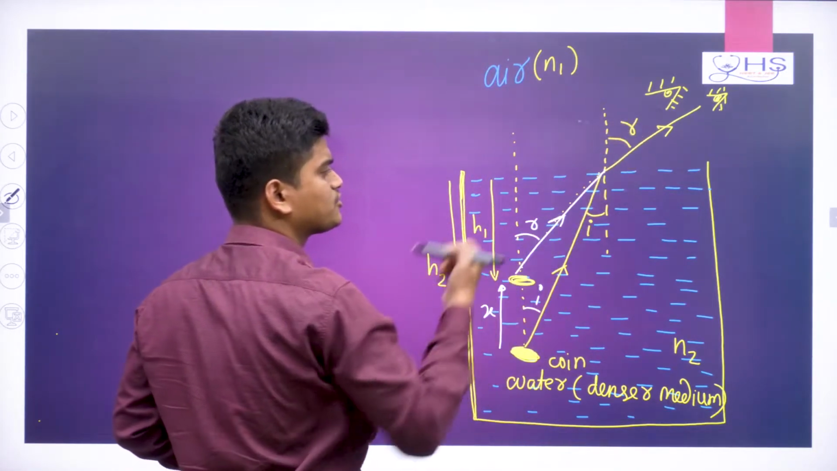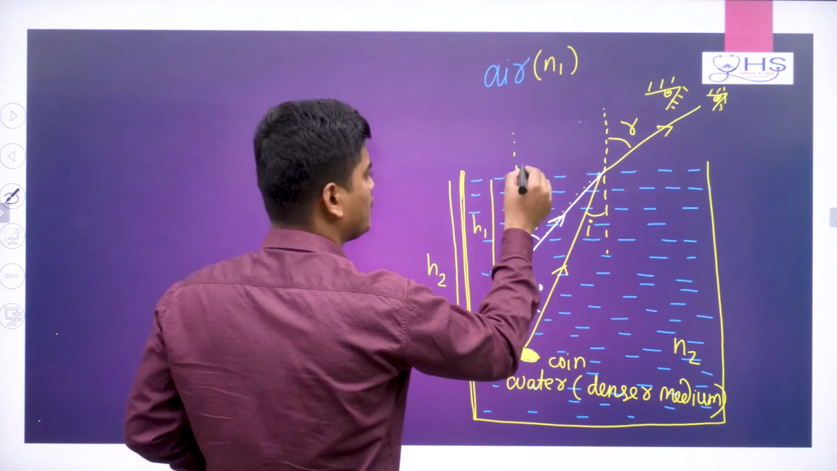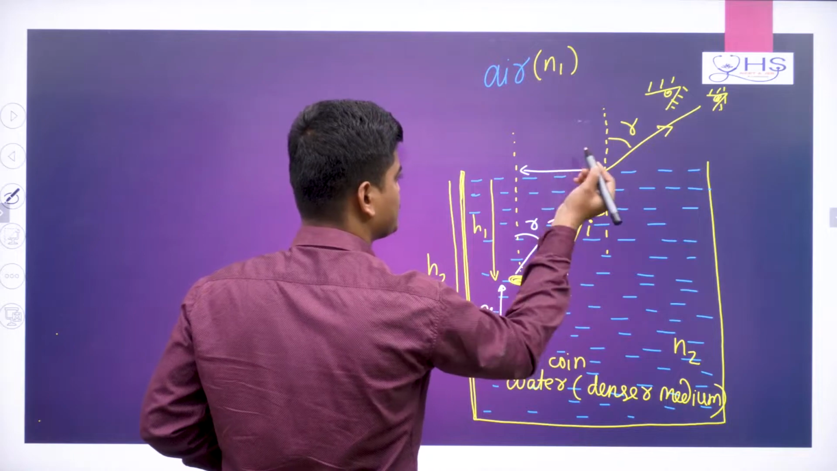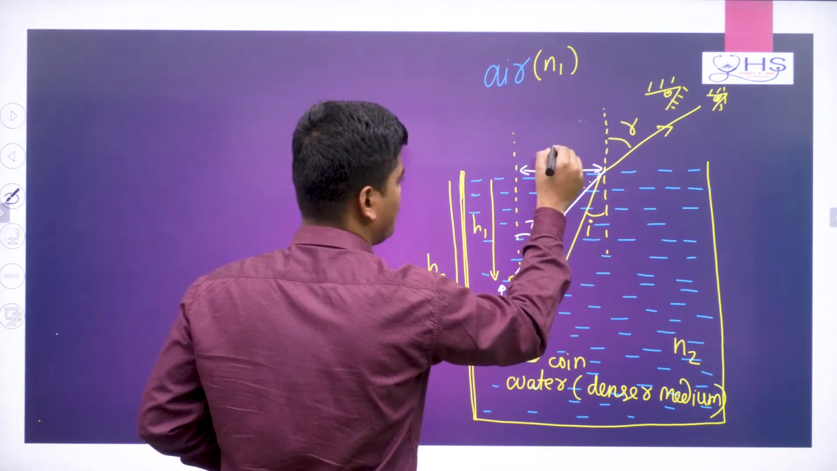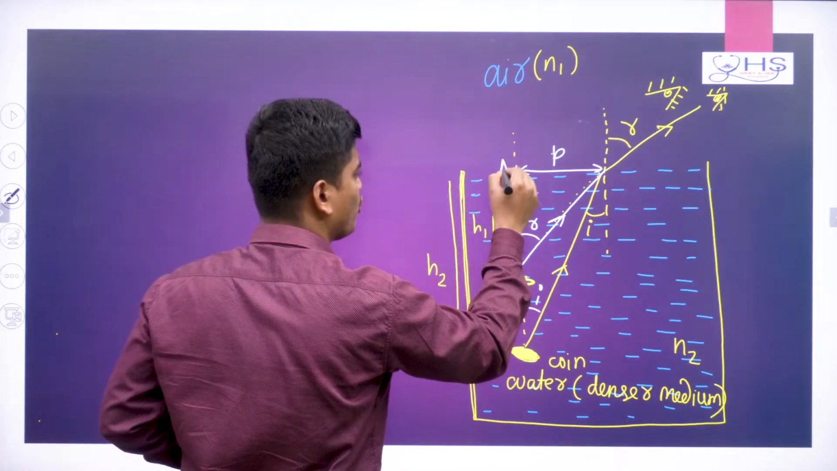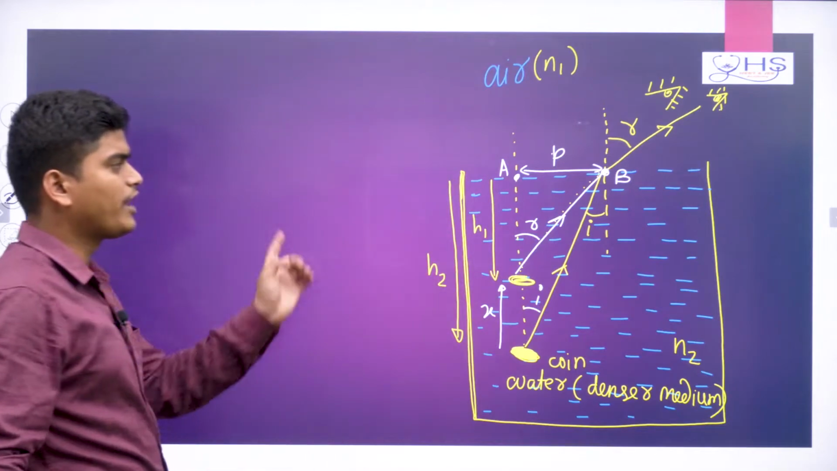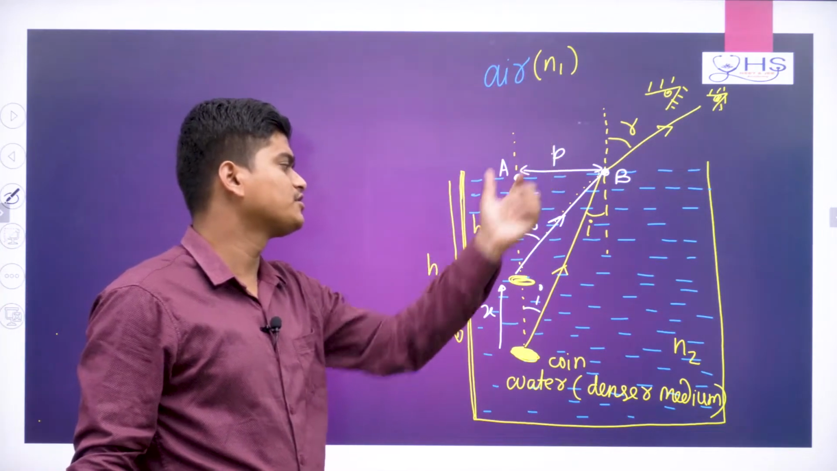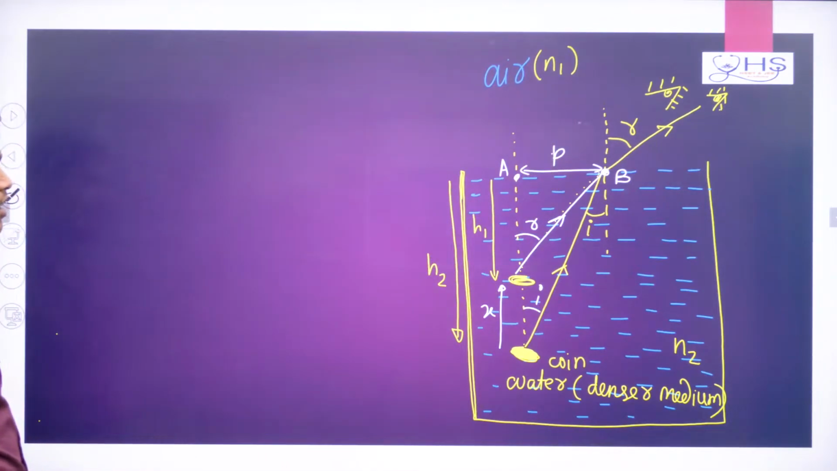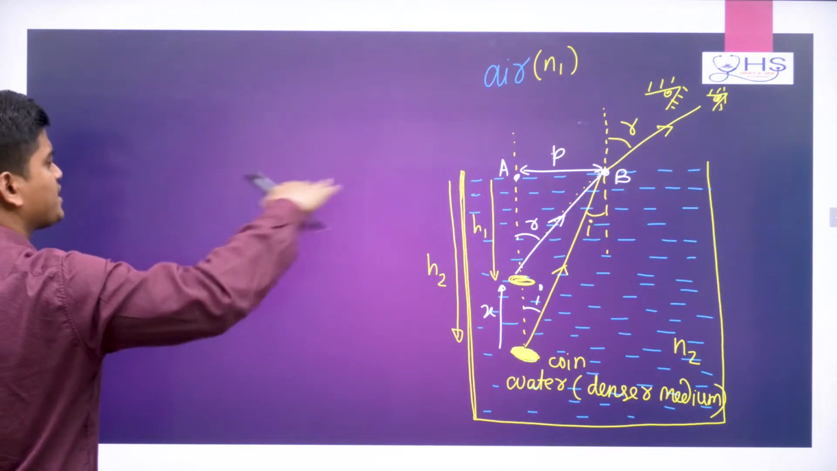If this is R, this is also R, and this is your angle of incidence I, this is also angle of incidence I. Now, from here to here, take this distance as some distance P. This point is your A point, and this point you take as B point. So A, B point, and this distance is actually P. Now at this point B, we will apply Snell's law at the surface AB.